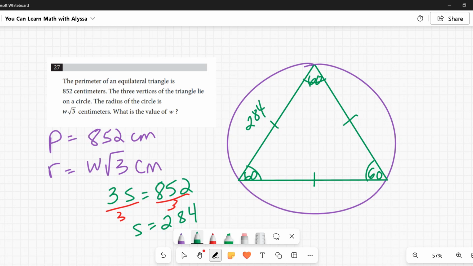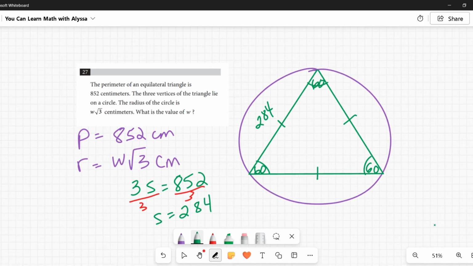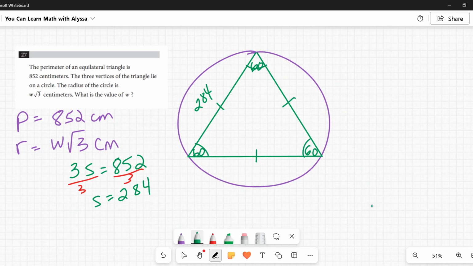Now, when they tell us the radius of the circle is w square root of 3, anytime you have a problem with a triangle and square root of 3 is mentioned, I want you to immediately think, is there a way I can use 30, 60, 90 triangles? Have that pop up in your head. You may not, but the odds are in your favor. It's going to be a 30, 60, 90. Just the way it works.